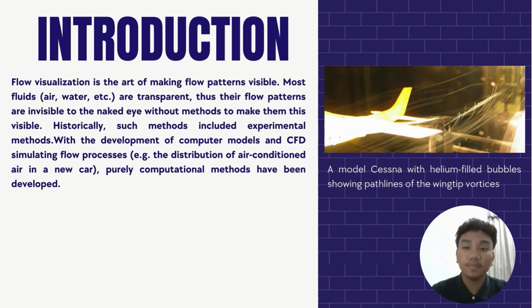Like in the diagram, we can see the airflow pattern on the side of an airplane. Historical methods include the experimental method. An example of an experimental method is a light, as in the diagram. By using helium-filled bubbles, it can show the wingtip vortex line.